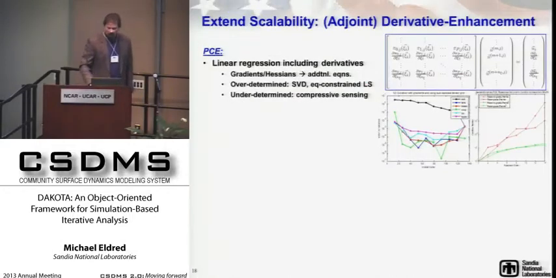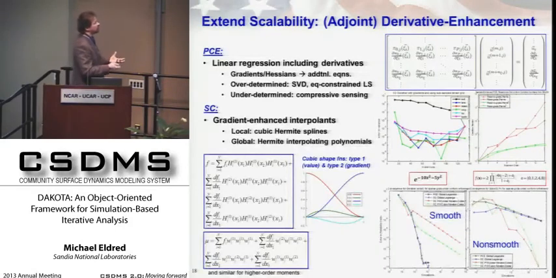Again, we can use adjoints. There are ways to use adjoints in a polynomial chaos regression approach. We can also use them within compressed sensing. We can use them within gradient enhanced interpolation by using basis functions that, for example, reproduce the value: type 1 basis functions that reproduce values with 0 derivatives, or type 2 basis functions that reproduce derivatives with 0 values. If you have adjoints in your simulation, we can put them to good use.